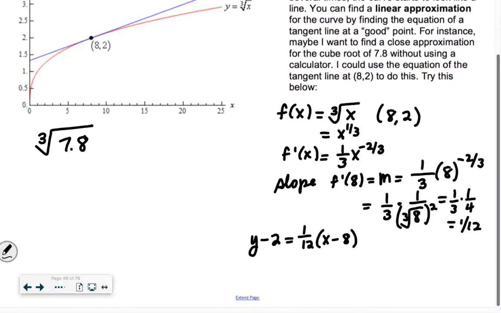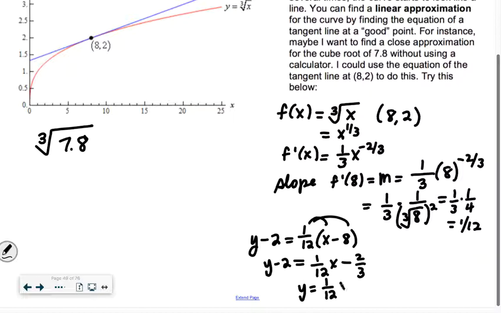So do you guys have this for your equation of the tangent line? Previously I let you leave it like that. Now we're actually going to solve for y. We're going to multiply the 1/12 in. So I get 1/12 x minus 8 over 12 is going to be 2/3, and then I'm going to add that 2 over.